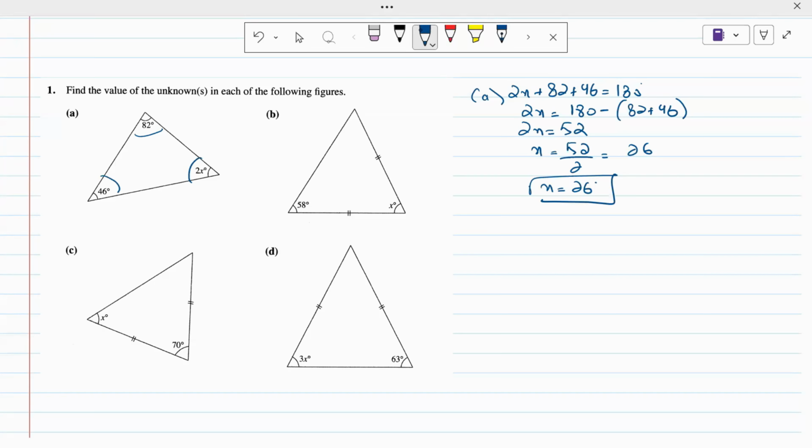Part B. Here you can see in case of part B, it's an indication of isosceles. And for isosceles, we know that two angles are always the same. You have to be clear about which two angles are the same. It's always the angles opposite to the equal sides. Opposite to this equal side, this is 58. So opposite to the other equal side, this angle will also be 58.